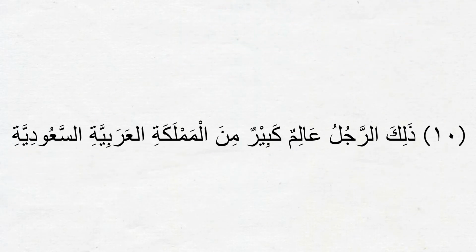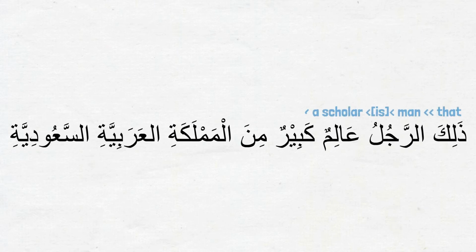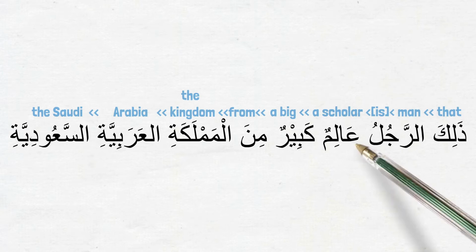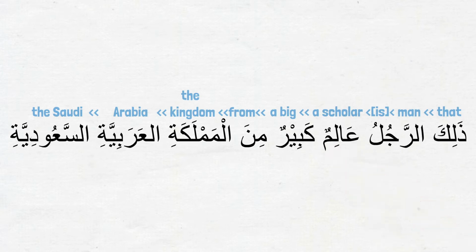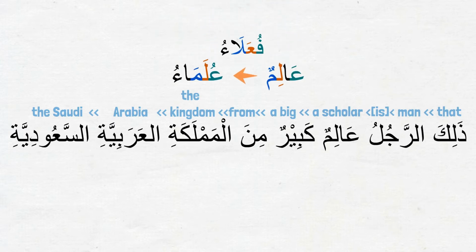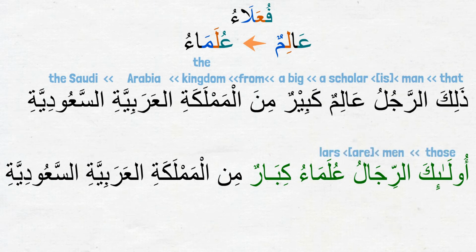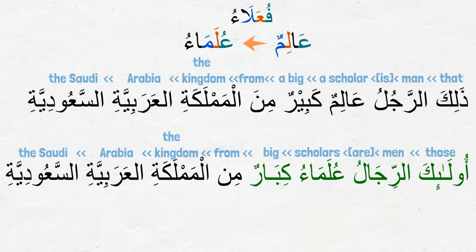And finally, the last sentence is ذلك الرجل عالم كبير من المملكة العربية السعودية. That man is a big scholar from the Kingdom of Saudi Arabia. The ism alimun means a scholar. Its plural is on a pattern fu'ala'u. Can you convert alimun to fu'ala'u pattern? It is ulama'u, right? Then our new sentence should be أولئك الرجال علماء كبار من المملكة العربية السعودية.